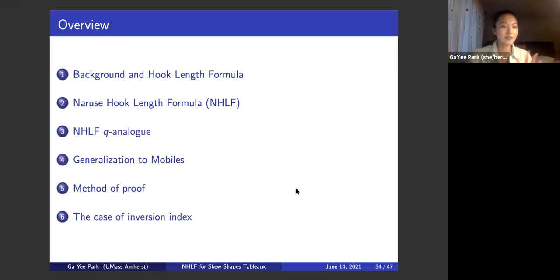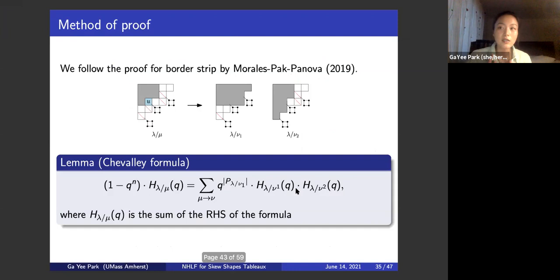So we have time. Let's move on to the method of proof briefly. The proof itself is not original. We follow the proof for the border strip by Morales, Pack, and Panova. In their paper, they introduced two lemmas that contain the sum over this map called mu to nu. So let me explain that first.